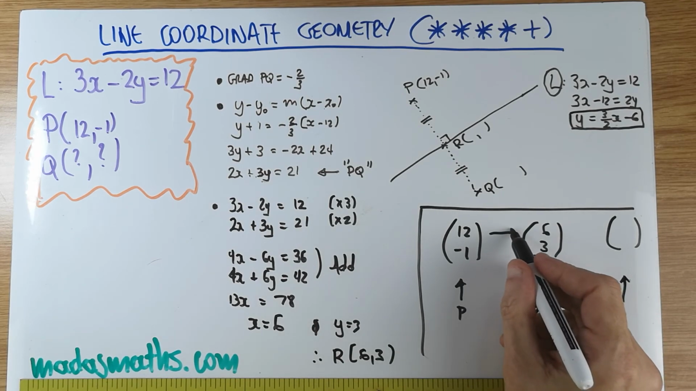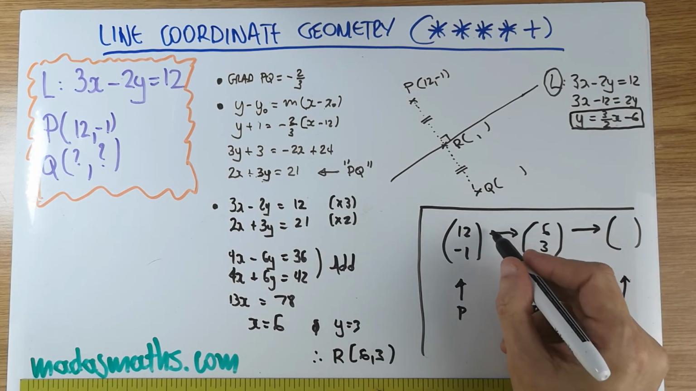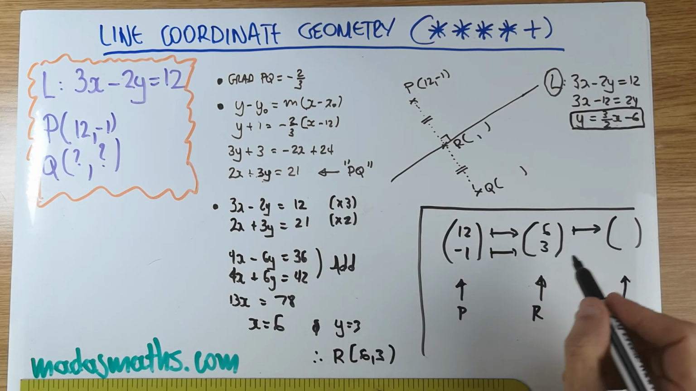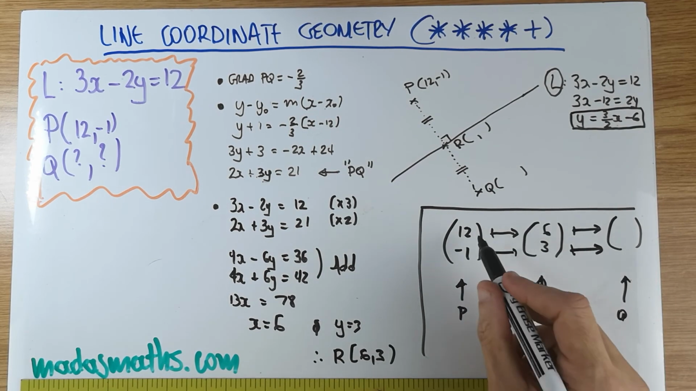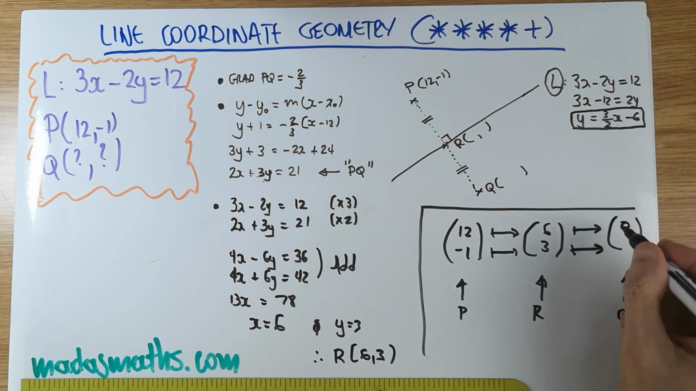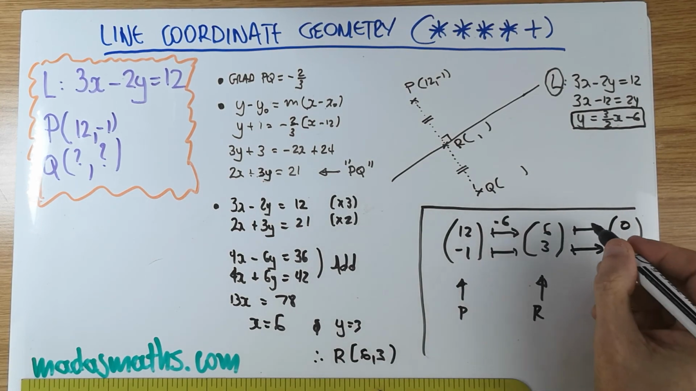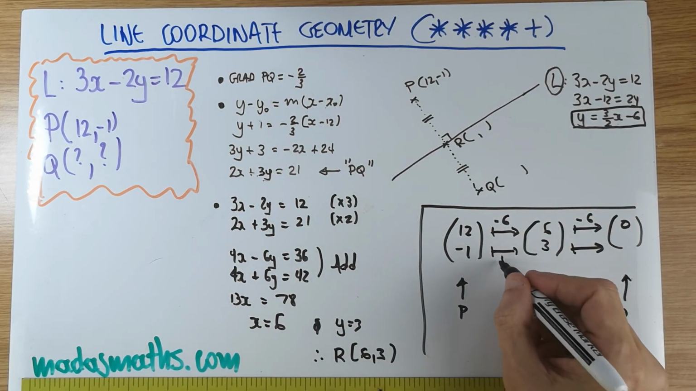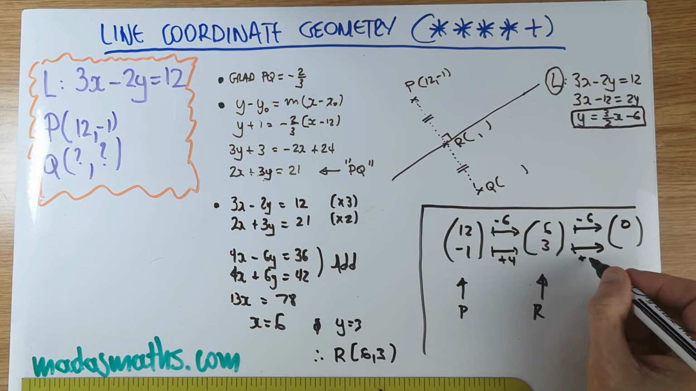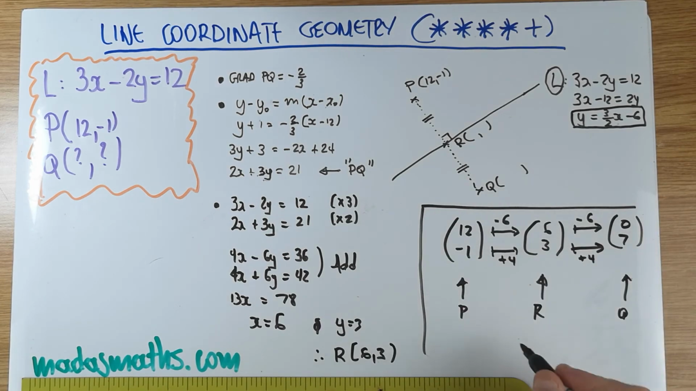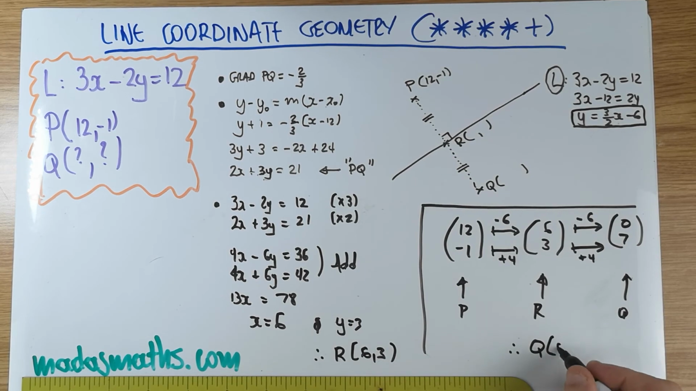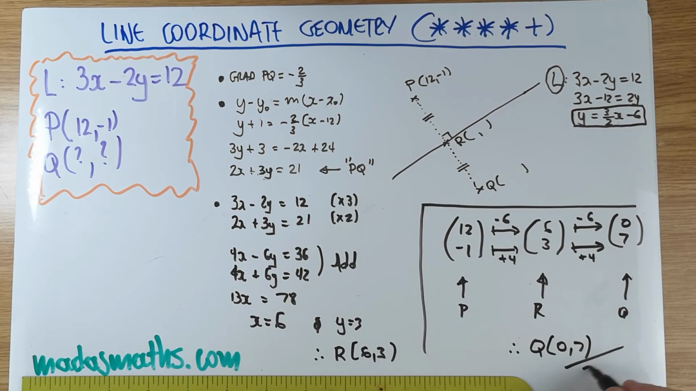And if you look at what happens as I'm going from P, this is the midpoint, so I'm just looking at the mappings. 12 to 6 to 0, because of course I got minus 6 and I have to have another minus 6. Minus 1 to 3, I'm adding 4, and I need to do the same thing to take me to 7. And the problem has now finished. The coordinates of the point Q, writing in coordinate form, is the point 0, 7.